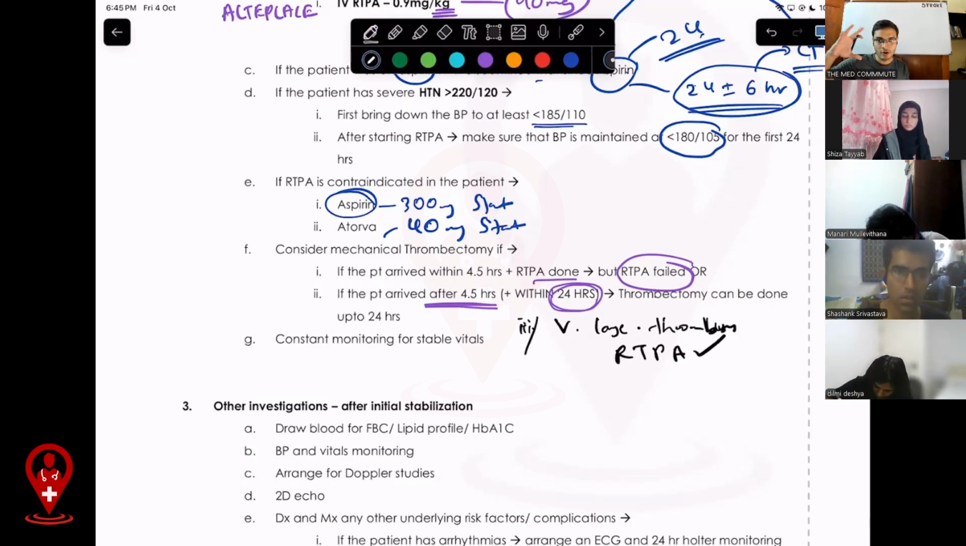Because you all know, when you give thrombolysis, what is the chance? There is a chance of clots breaking down and growing and embolizing, right? So because of that, especially if it is a very large one, even with successful RTPA, sometimes physicians and neurologists want to do a thrombectomy after the procedure.